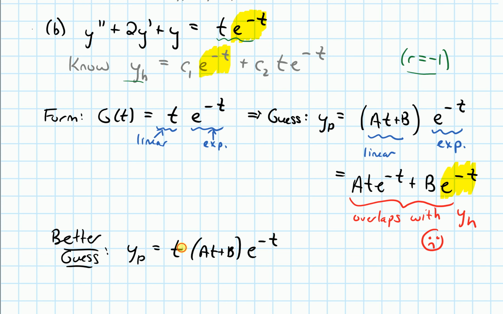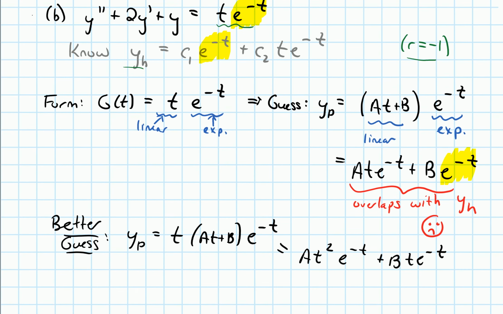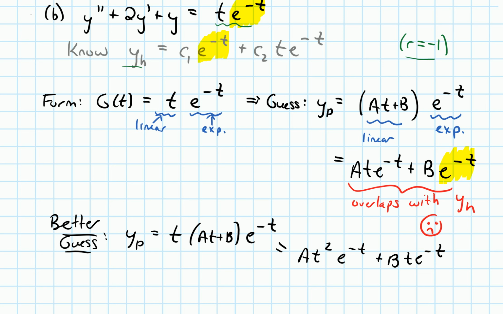All right, so if we have this, now let's check this again. Let's distribute. If we distribute this, we'll get at squared e to the negative t plus bt times e to the negative t. So comparing that with the homogeneous general solution, there's still an overlap in this term. This function, ignoring the constant, the t e to the negative t, we see that in the homogeneous general solution as well, in the c2t times e to the negative t term. So this also overlaps with yh. Okay, so that makes us sad.